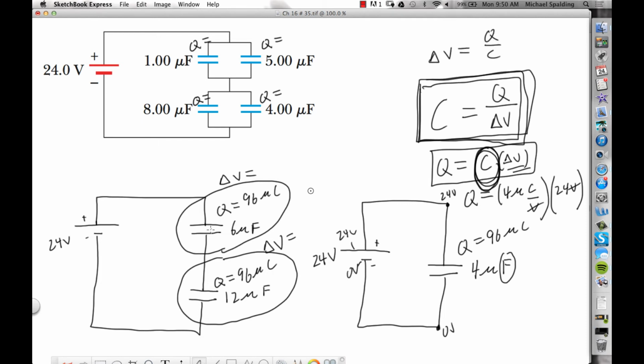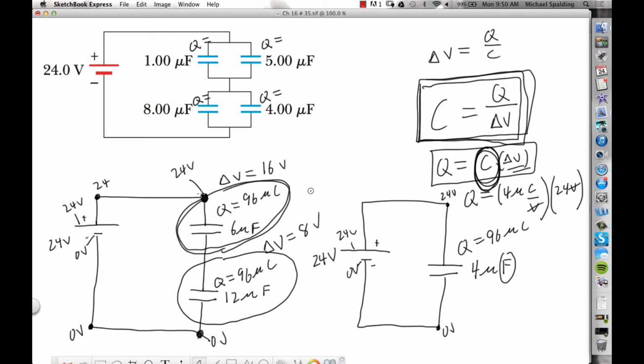So let's do that for this guy right here. So Q over C, that's going to be 96 over 6. So we get 16. And then for this guy, it's going to be 96 over 12. So this is going to be 8. So look, here's how it works. Again, 24 volt battery, it's like this. 24 volt, 0 volts. So how many volts right there? 0. How many volts right there? 24. So this little dot right there is 24. This little dot right here is 0.